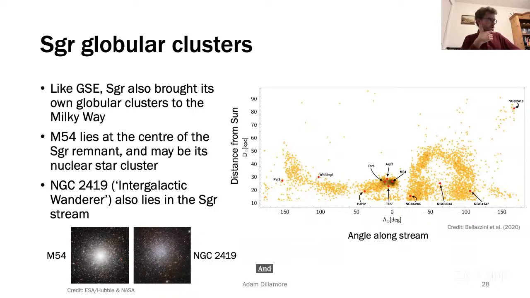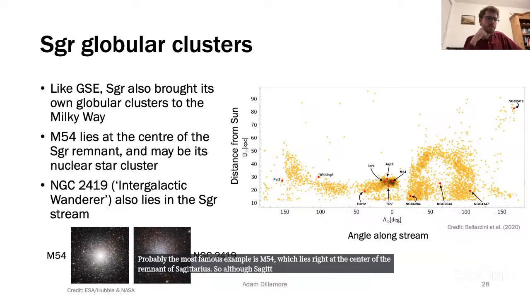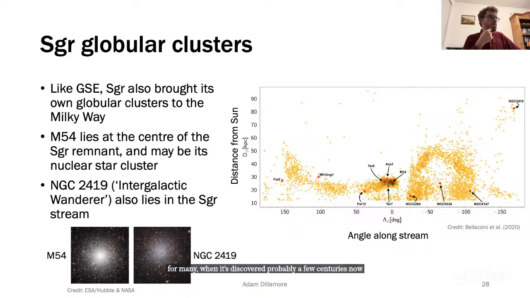And like the Gaia Sausage Enceladus, Sag also brought its own globular clusters. Probably the most famous example is M54, which lies right at the center of the remnant of Sagittarius. Although Sagittarius itself wasn't discovered until 1994, M54 is much brighter, so it's been known about for probably a few centuries now. It lies right at the heart of the Sagittarius core, and it may be the nuclear star cluster of Sagittarius. The nuclear star cluster is like a globular cluster, but it has a slightly more complicated history of star formation, so it doesn't have quite the same history. This may represent the nuclear star cluster of Sagittarius, which is quite exciting.